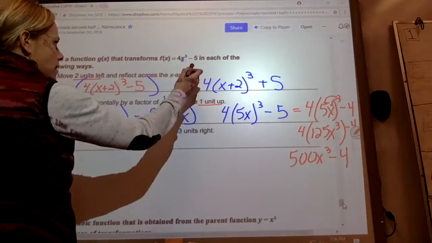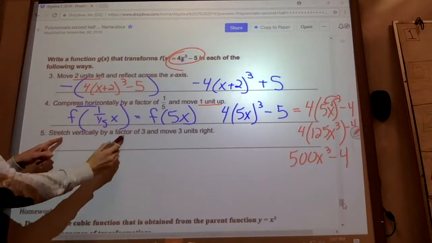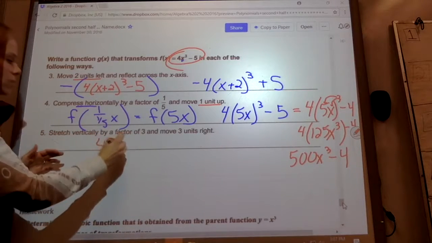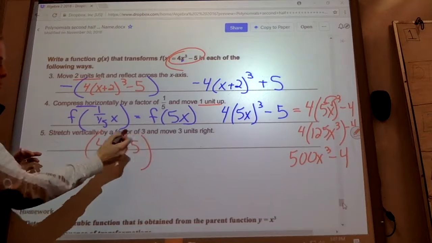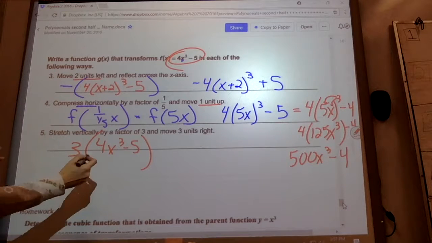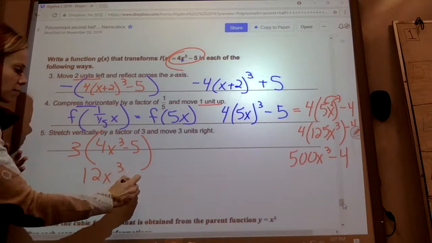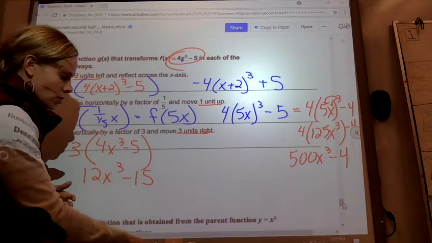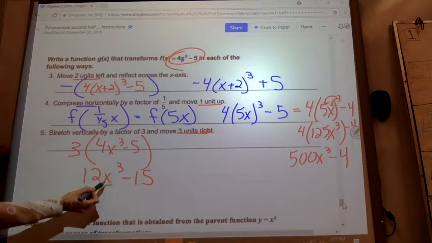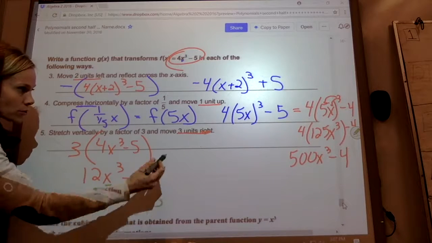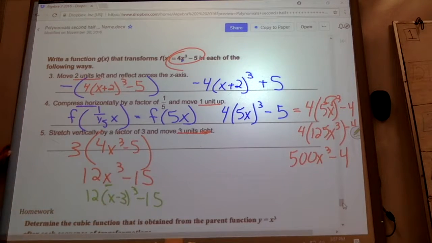Last one, again, I have this function, and I'm going to do a stretch of 3. So my rule for stretches and compressions is you take the whole function times 3, right? Everything gets times by 3 when you do vertical stretches and compressions. So that simplifies 12x cubed minus 15. But then I'm going to go 3 units to the right. And we should know 3 units to the right, just this x gets parentheses, right? And to go 3 units to the right means subtract 3. And you can stop there. I'm not going to make you simplify the binomials.